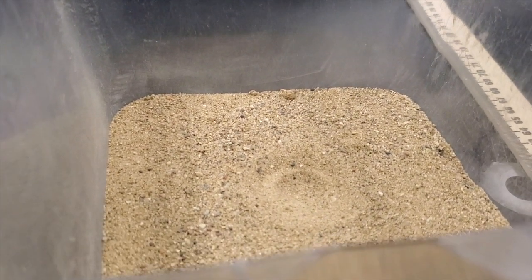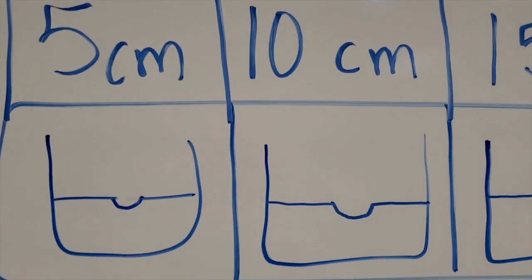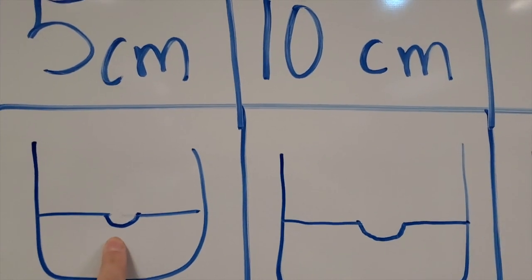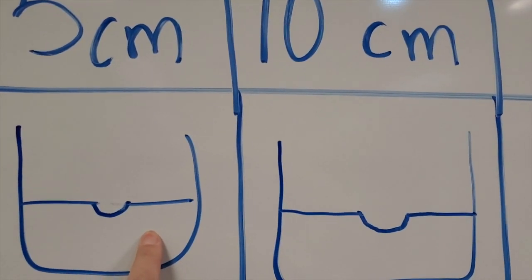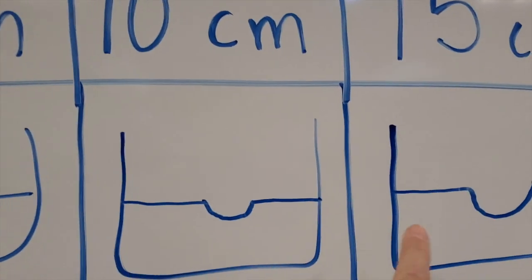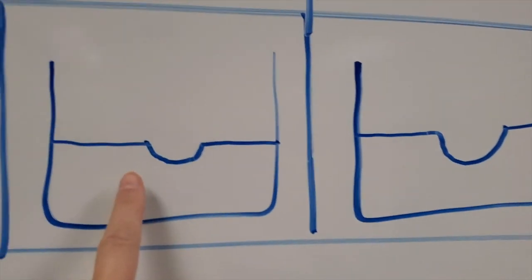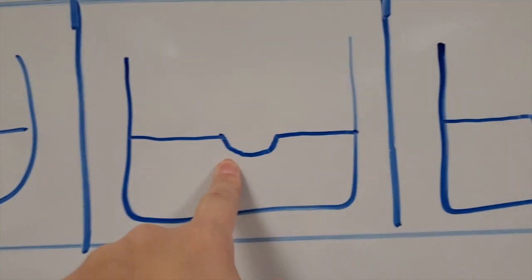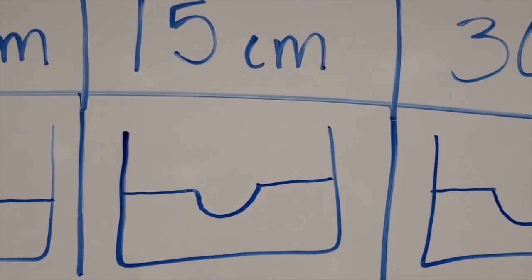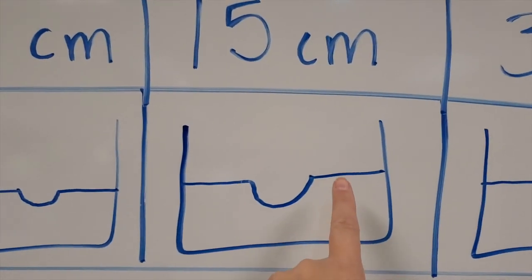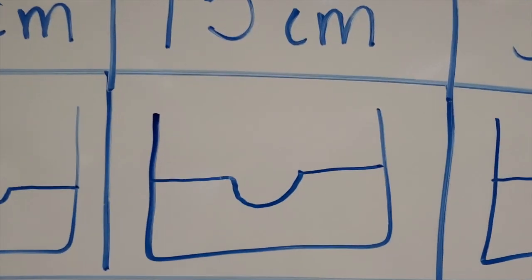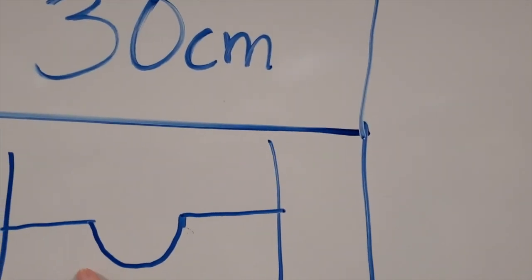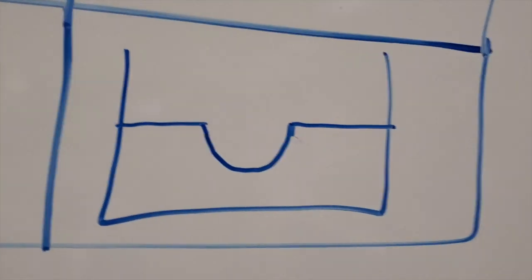What does this mean? So if I drew this in my chart, at 5 centimeters, we see there was definitely an indent, not too deep, not too wide. At 10 centimeters, it got a little bit wider and a little deeper. At 15 centimeters, it got a lot wider and a lot deeper. And then at 30 centimeters, it definitely got wider and deeper.